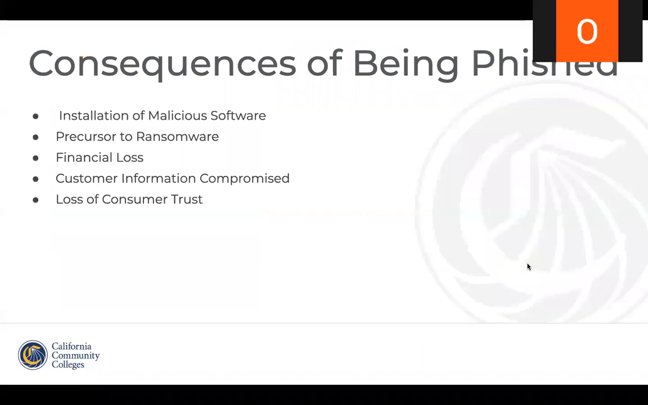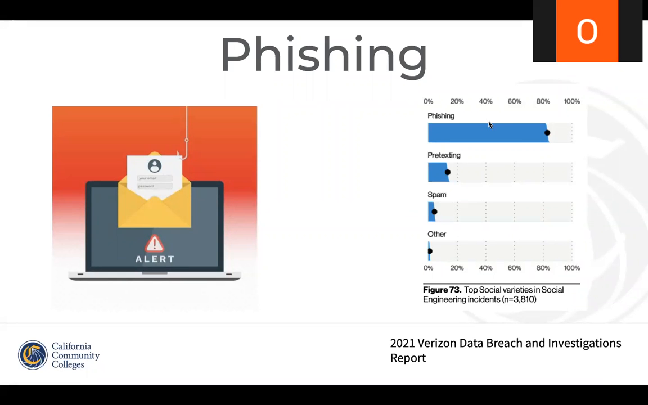According to this image from the latest Verizon Data Breach Investigations Report, phishing still accounts for about 80% of the attacks involving social engineering. Basically, the attacker impersonates a trusted entity or organization and then tricks the end user into opening a malicious link or attachment via email.